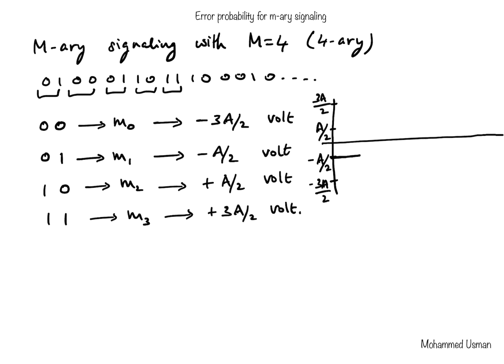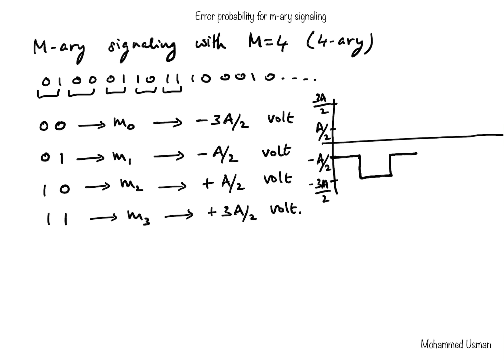Then the next symbol that we have is 0 0, and 0 0 is M0, which is minus 3A by 2. So we'll have it as minus 3A by 2. That's our next pulse. And then the next bit sequence we have here is 0 1 again. So 0 1 is again M1, and M1 is again minus A by 2. So we'll have it as minus A by 2.